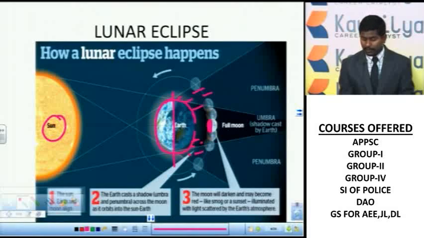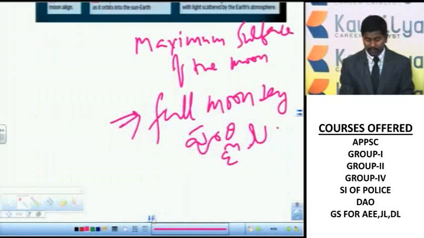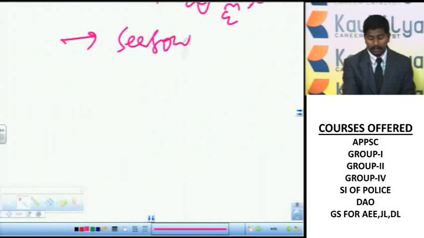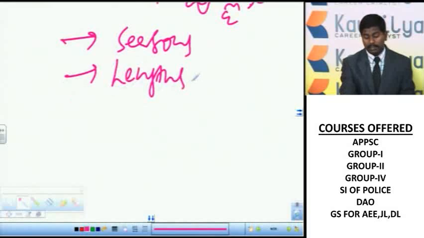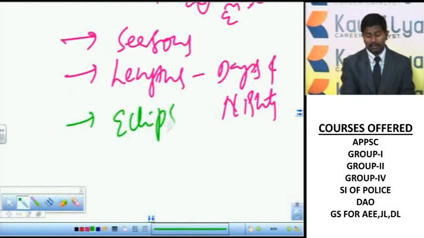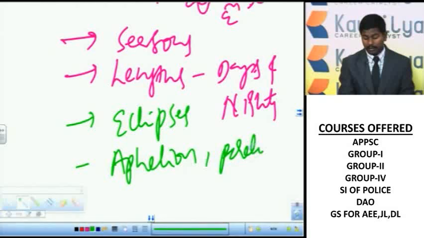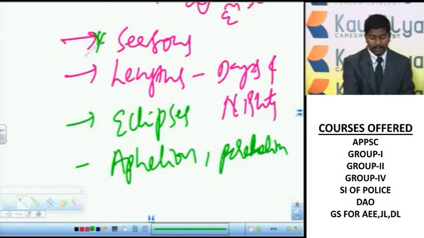Now, to sum up, I'll tell you something about this earth revolution. Finally, the effects of the earth's revolution are: number 1, seasons; number 2, variation in the lengths of days and nights; number 3, eclipses; and number 4, aphelion and perihelion. Of all these things, seasons is the most important one.